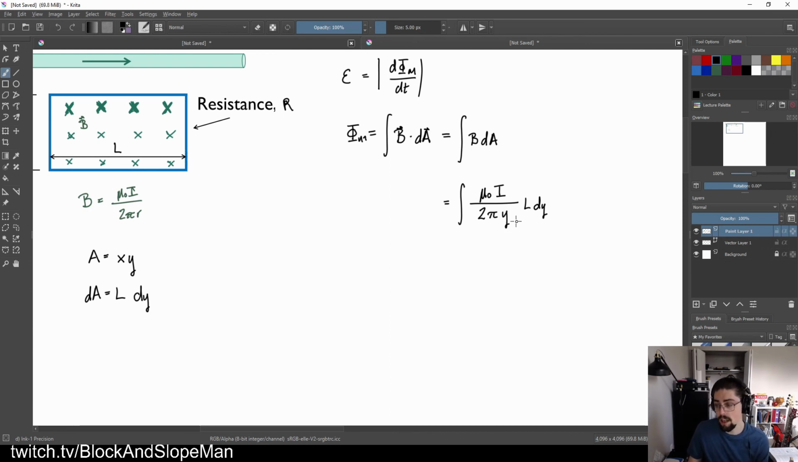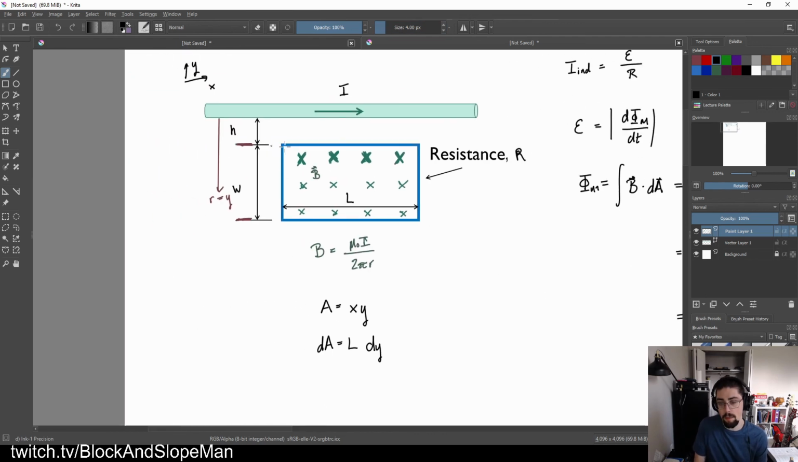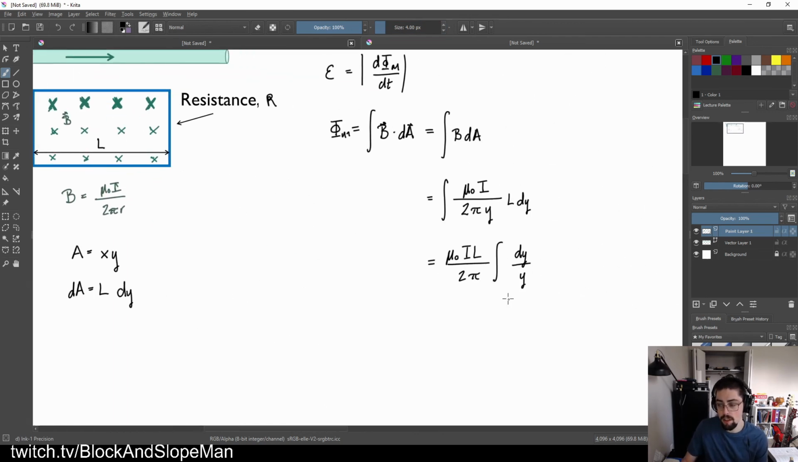But I look at all these pieces and I say, hey, that can go out, that can go out, that can go out. All of these constants that I could pull out of this thing, mu naught I L over 2 pi, what's left inside is dy over y. And I said before, my bounds for this thing, I'm going from h to h plus w. Because we're going back and forth between those two. Those are easy enough to describe. Those are two of my variables that I'm given in this problem. So I take this integral, and the integral of this just turns out to be a natural log.